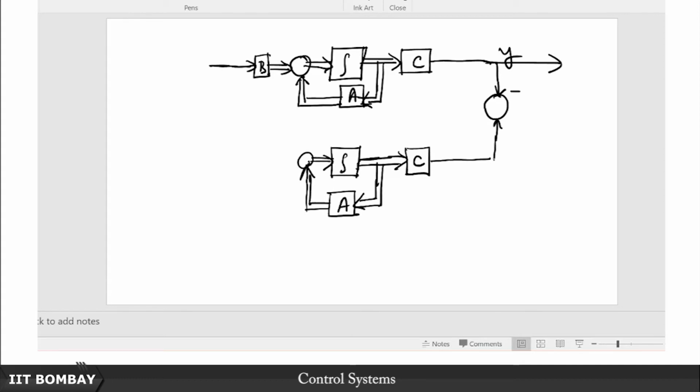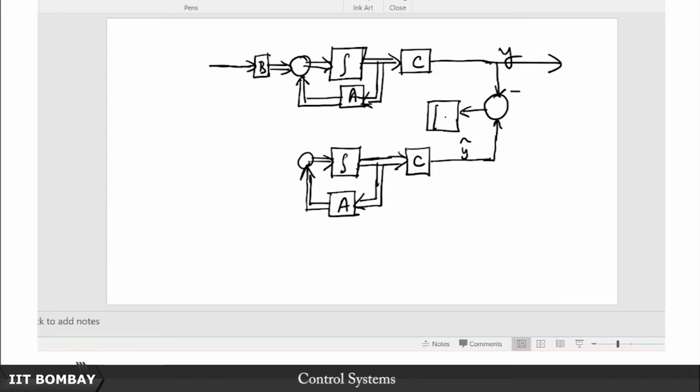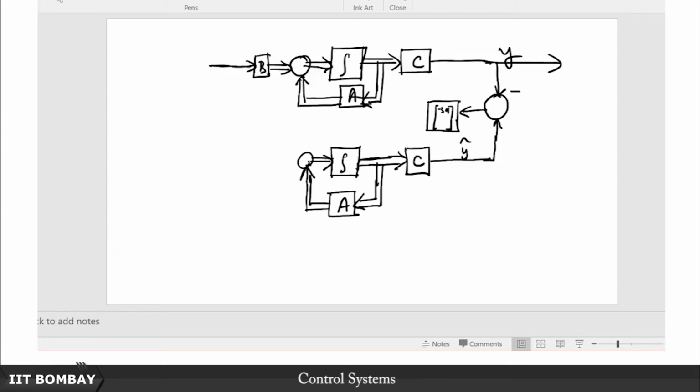So this is of course Y hat, and this Y minus Y hat is a scalar which gets multiplied with this L. This L is something that I have evaluated here: minus 301, minus 52, minus 673. Let me check my calculations, I have the habit of making mistakes here. So it's of course a vector that's coming out of here. So this is L times Y minus Y hat, and this is coming in here.